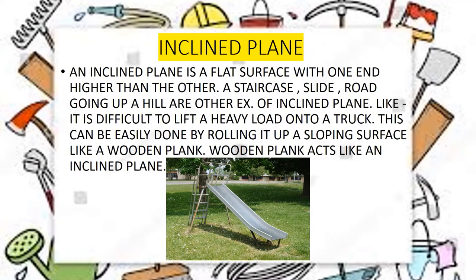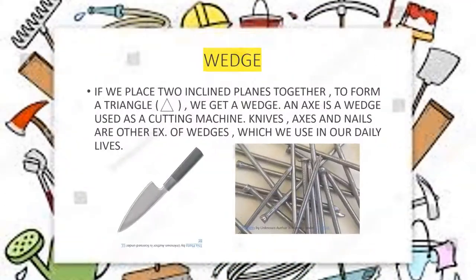Inclined plane. An inclined plane is a flat surface with one end higher than the other. A staircase, slide, and roads going up a hill are other examples of inclined planes. It is difficult to lift a heavy load onto a truck. This can be done easily by rolling it up a sloping surface like a wooden plank. The wooden plank acts like an inclined plane.